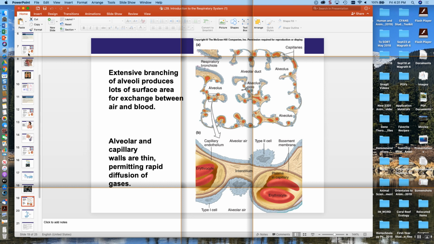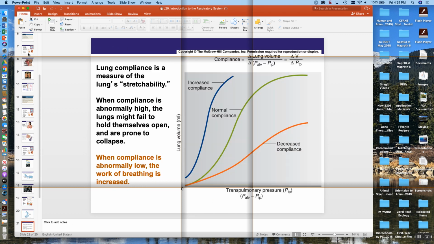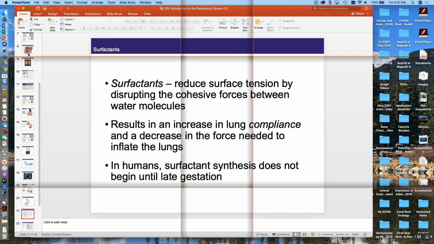It helps to reduce surface tension by disrupting those cohesive forces right at the air-liquid interface, right at that meniscus. And it increases lung compliance, or the stretchability of the lung. It's easier to open up and keep open. And remember, surfactant is not secreted until late gestation. That's why premature babies have such lung issues if they're born before 24 weeks.